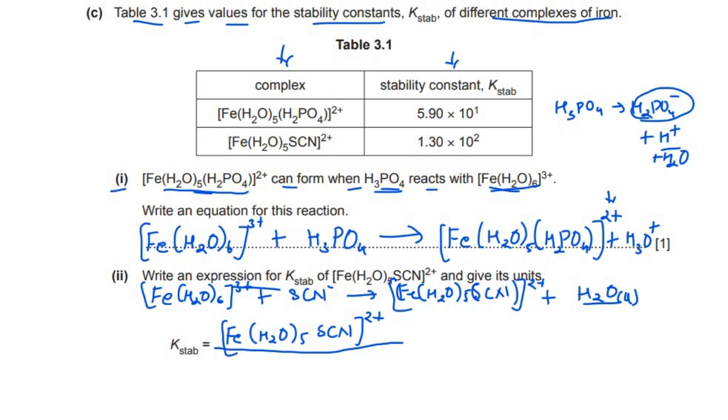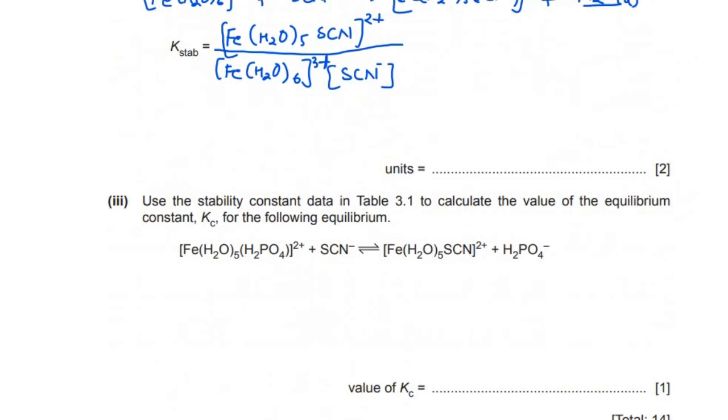And at the bottom should be the reactants. So the reactants are [Fe(H2O)6]3+, and the next reactant is SCN minus, and the concentrations of both have to be multiplied. So there is no addition sign, the 3+ is just the charge. So this is how we'll write the K stability expression.